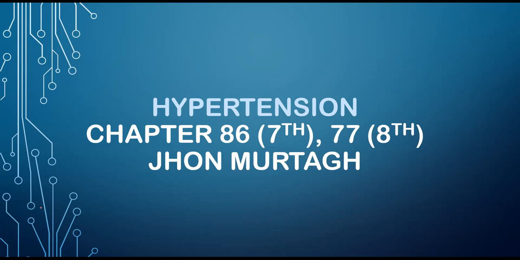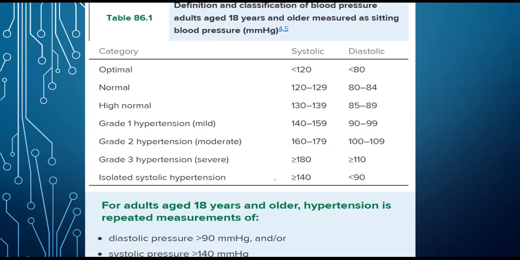Now, moving on to another chapter called hypertension. Hypertension is chapter 86 in JM 7th and chapter 77 in JM 8th edition. So you will need to follow JM for hypertension. I have added the important things from there.